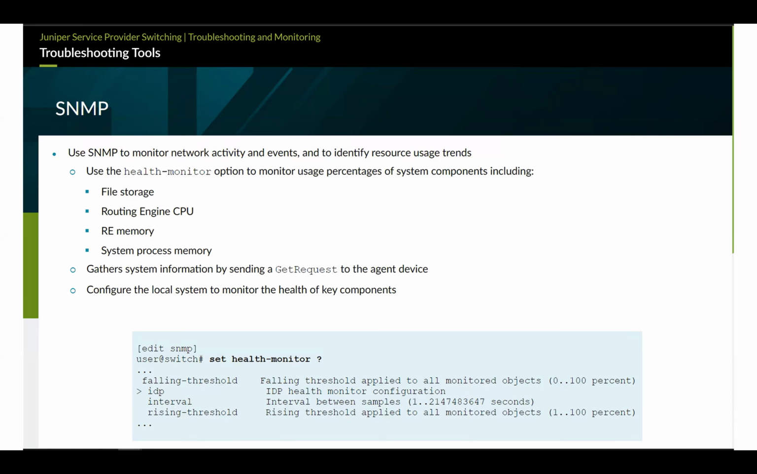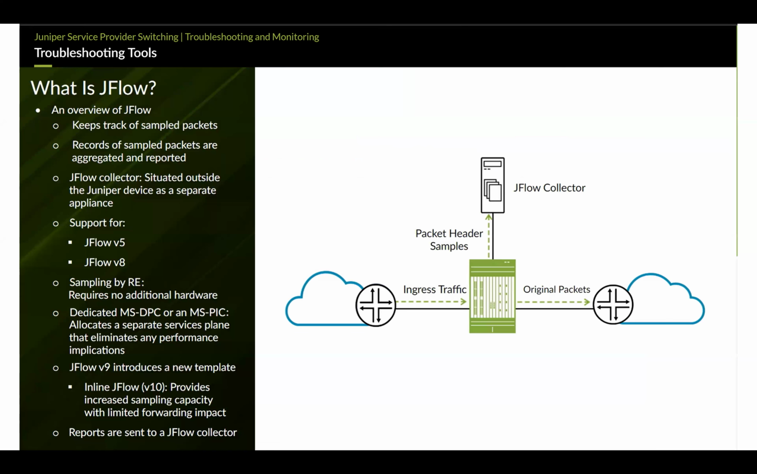Okay, SNMP. We know SNMP well, Simple Network Management Protocol. It's a UDP protocol, and it uses an external server. They collect data from your device and show you different information like interfaces, local resources, BGP information, or protocol information. Okay, set health monitor. So this is the increased traffic, original traffic packet data sampled to the JFlow collector.